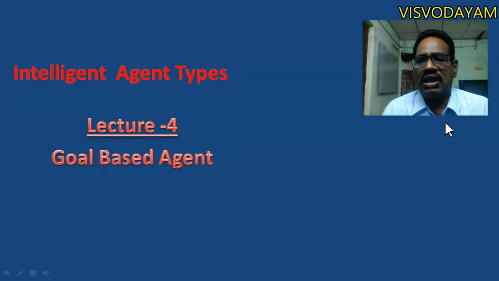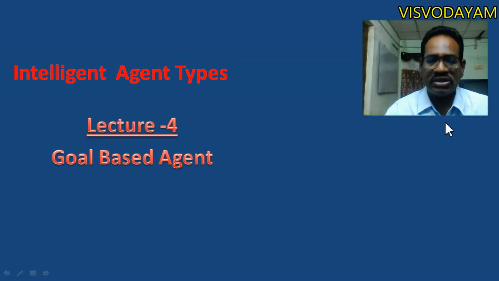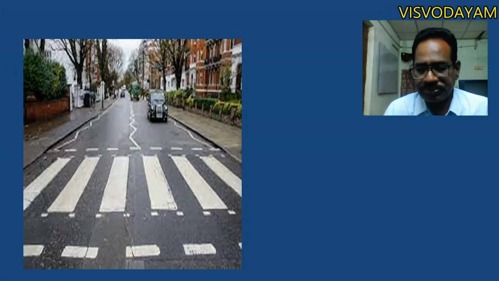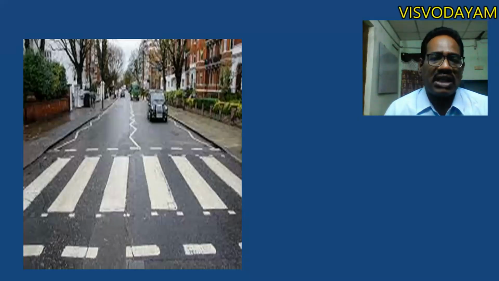Hi friends, in this video we are going to discuss the goal-based agent. In the last class we discussed the simple reflex agent and the model-based agent. Suppose a driverless car moves along a straight line without any obstruction, the car moves along the road smoothly.